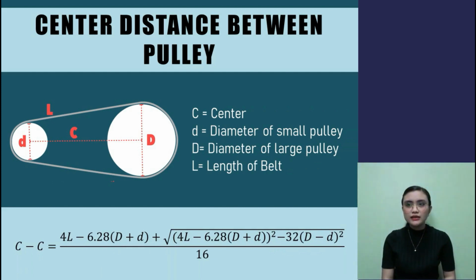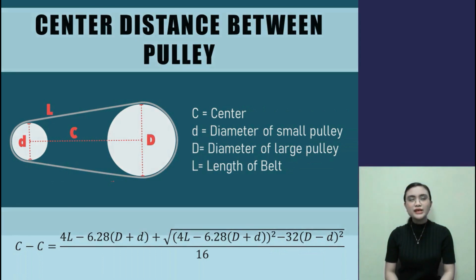L, where L is the length of belt, minus 6.28 times the sum of the diameter of large pulley plus diameter of small pulley, plus the square root of the quantity 4 times the length of belt minus 6.28 times the sum of the diameter of large pulley plus the diameter of small pulley, quantity squared, minus 32 times the difference of the large pulley minus the diameter of smaller pulley, quantity squared, all over 16.